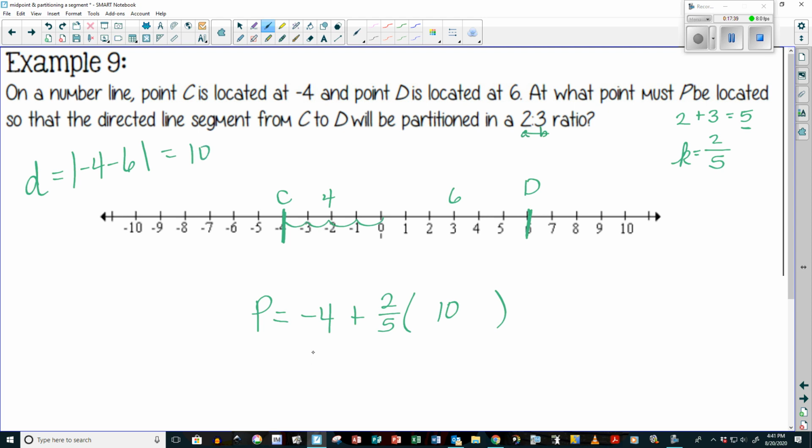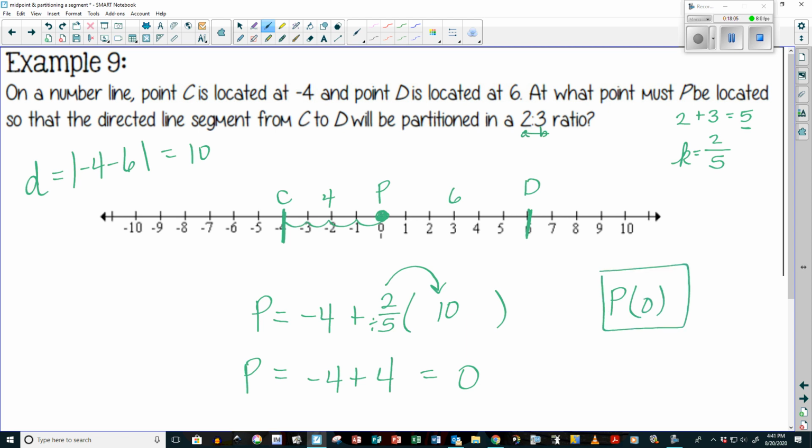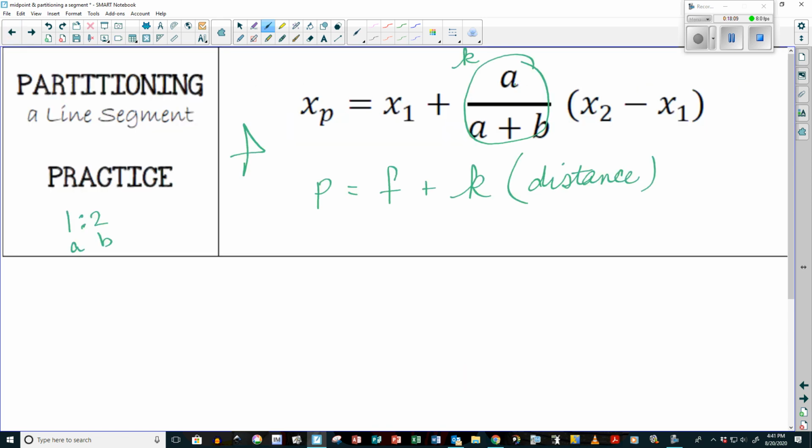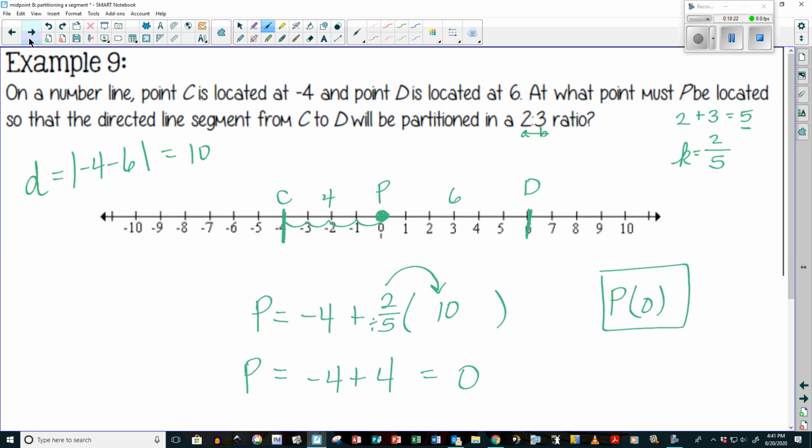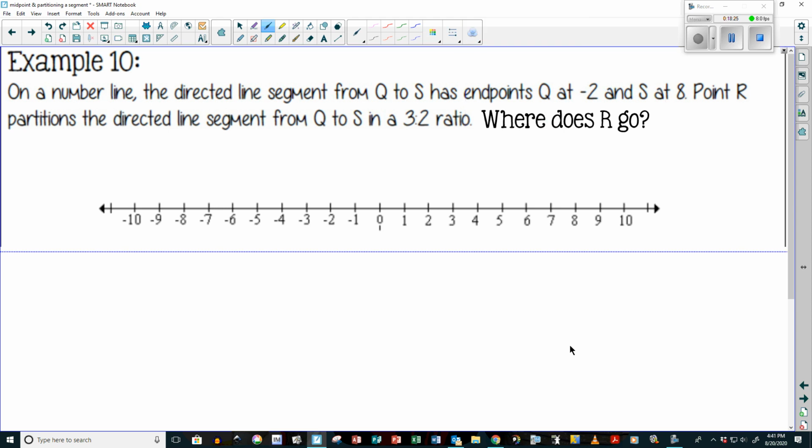Okay, so point P is located at -4 plus 2 times 10 is 20. 20 divided by 5 is 4. -4 plus 4 is 0. So point P is located right there. So P is located at 0. So if you will use this box as your formula, just think about this. This is a little easier to look at if you think about what the components mean. So this is like your horizontal distance. All right, so you are going to try number 10 in the questions.